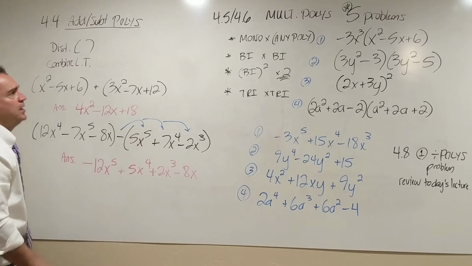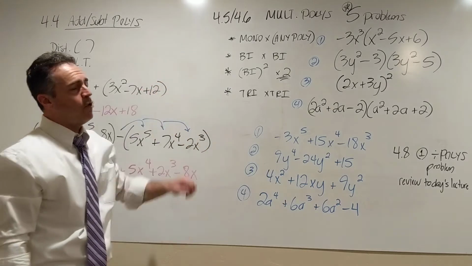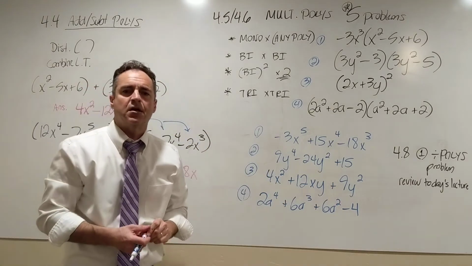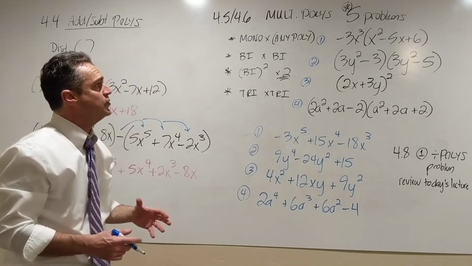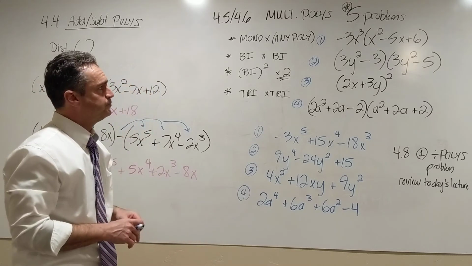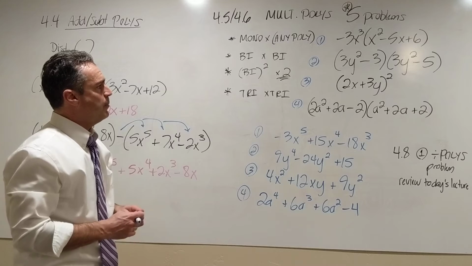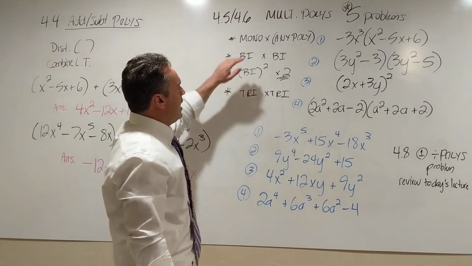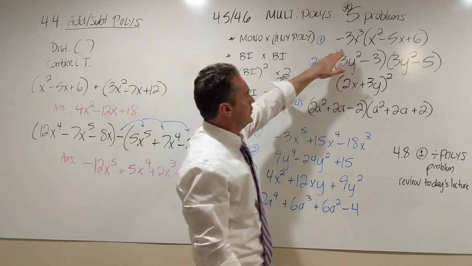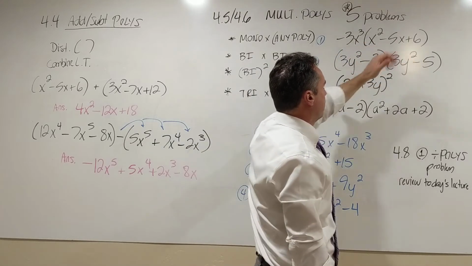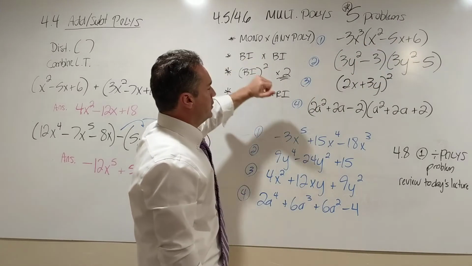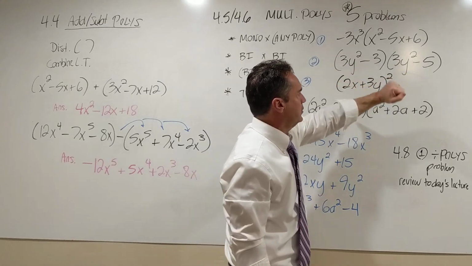In section 4.5 and 4.6, they really make an emphasis on the multiplication of polynomial problems. There are 5 problems that you're going to multiply polynomials with. You're going to have one mono times any poly. There's a monomial times a trinomial. You have a problem like that. A binomial times a binomial. There they are, the binomial times the binomial.